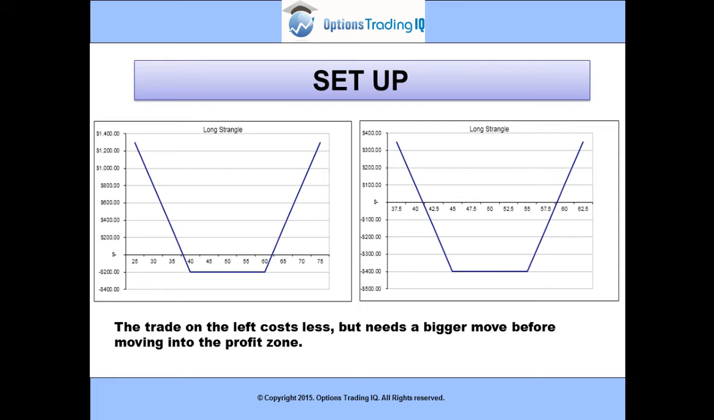So you can see here two different examples, one on the left that has the strike prices placed further out at 40 and 60, costs a lot less. The maximum at risk in the trade is $200, whereas our original trade on the right with the strikes at 45 and 55 costs $400. So the trade on the left costs less, but you're going to need a bigger move in the stock in order to move into the profit zone at expiry.